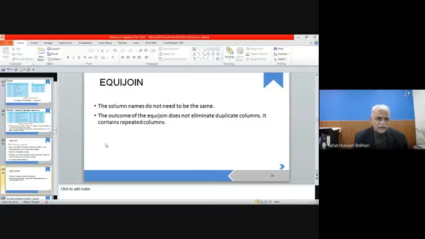Further, the second thing is that the outcome of the equijoin does not eliminate duplicate columns. So at the end we get a result in which the duplicate columns are not discarded. So we are doing the Cartesian product and the selection process.